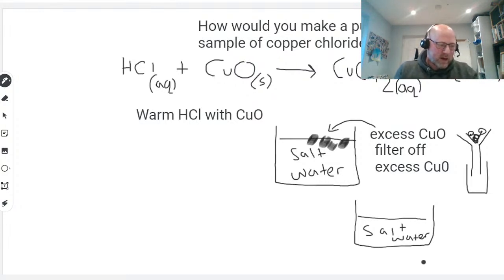I'll go through the hydrogen fuel cell. You don't really need to know the half equations for the hydrogen fuel cell. You just need to know the overall equation. But I'll go through them.